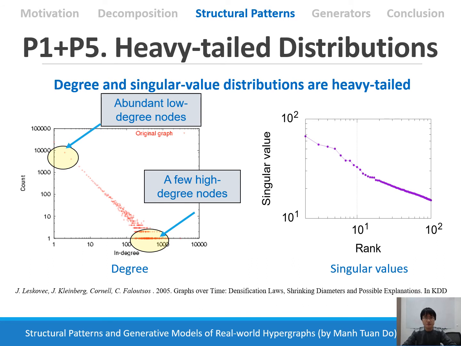Here are the details for the first pattern, the heavy-tailed distribution. A distribution is said to be heavy-tailed if it decays at a slower rate compared to the exponential distribution. Roughly speaking, in this distribution, there are many samples with low values, whereas it is very rare, but there are still a few samples with high values. Intuitively, if we plot a heavy-tailed distribution on a log-log scale, the plot often approximates a straight line going downward.